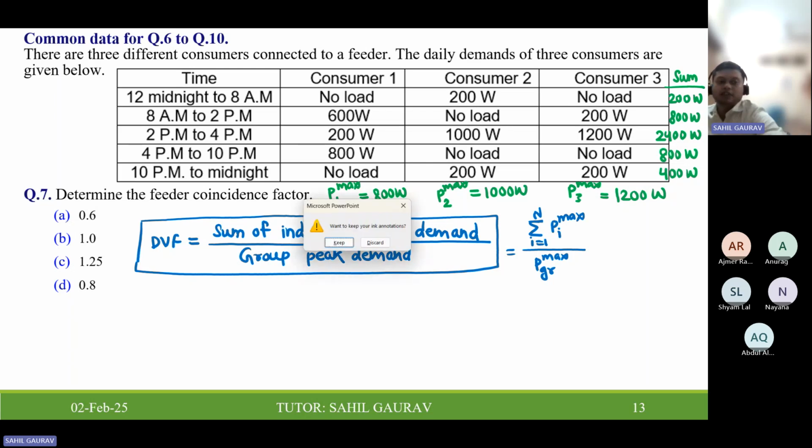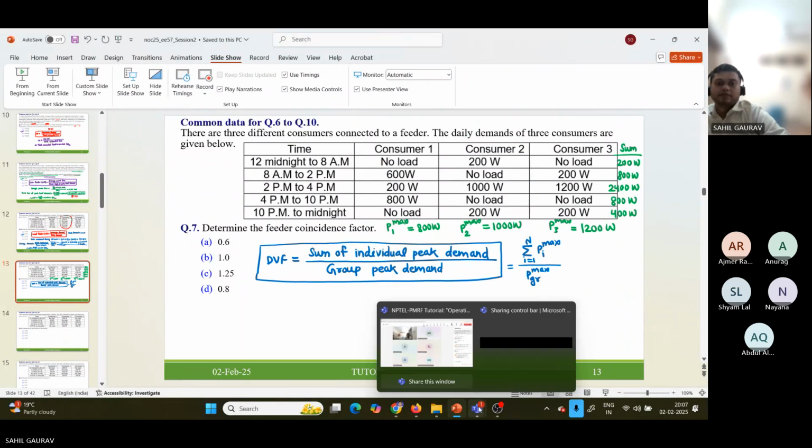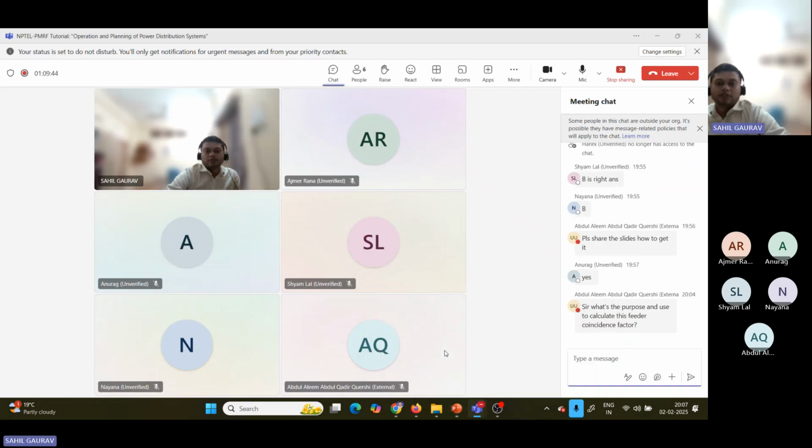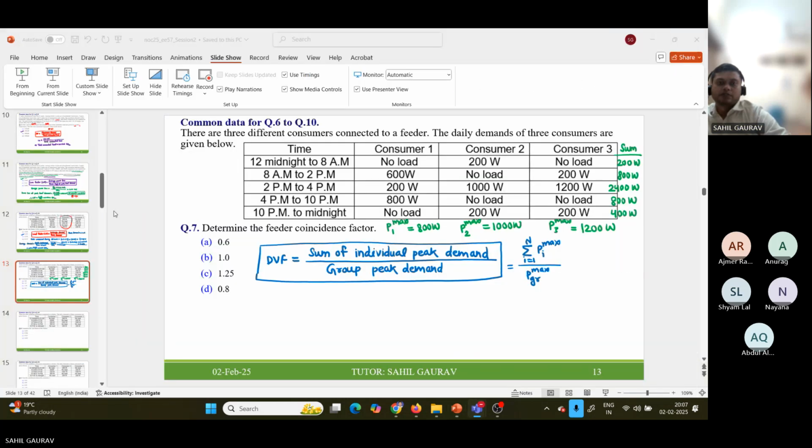So can anyone tell what is the diversity factor? What is the purpose and used to calculate this feeder coincidence factor? Yes, this course is Operation and Planning of Power Distribution System. So these factors help in planning to structure the power distribution. Like what is the significance of coincidence factor?